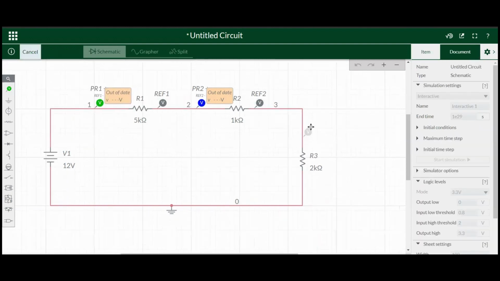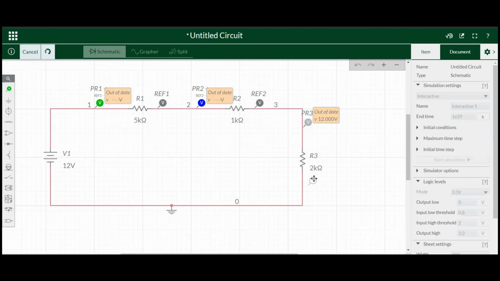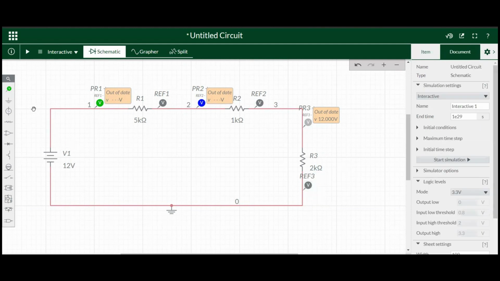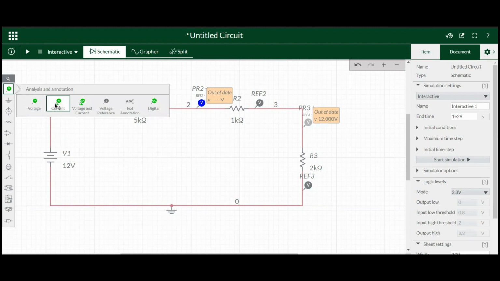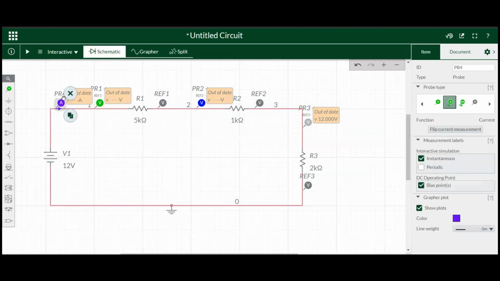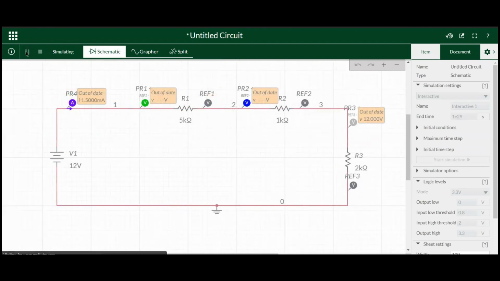PR1 will measure the voltage drop across R1, PR2 will measure the voltage drop across R2, and PR3 will measure the voltage drop across R3. We'll add a current probe as well, to measure the current in the circuit. Now let's simulate our circuit.